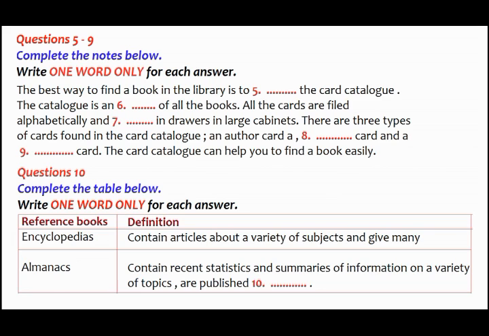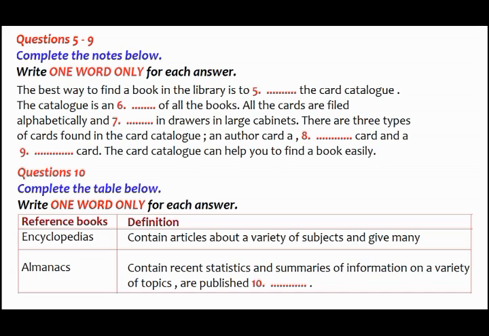Now let us see the reference books. We all know that reference books make up an important part of a library's non-fiction books collection. They contain facts and information about any subject you can think of. Reference books are not meant to be read from cover to cover. You should use them when you want important facts and information about a particular subject. Let's see some major types of reference books.